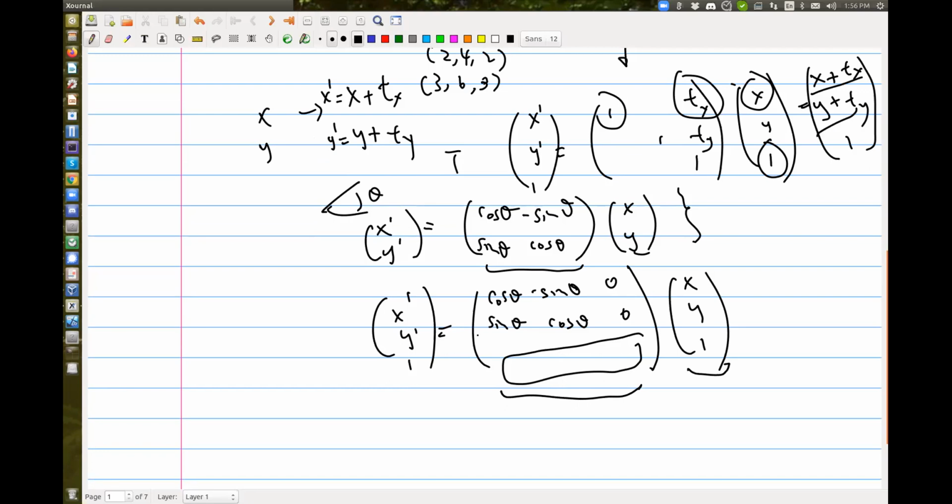Similarly, I can do scaling, I can do translation. Now everything will be put into this matrix form if I use a homogeneous coordinate.